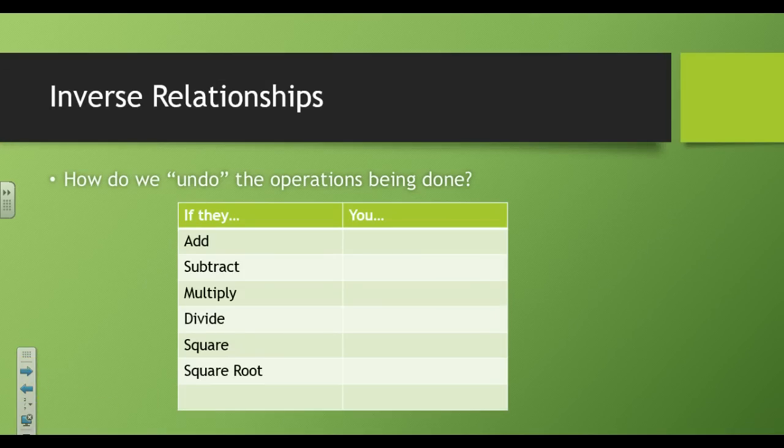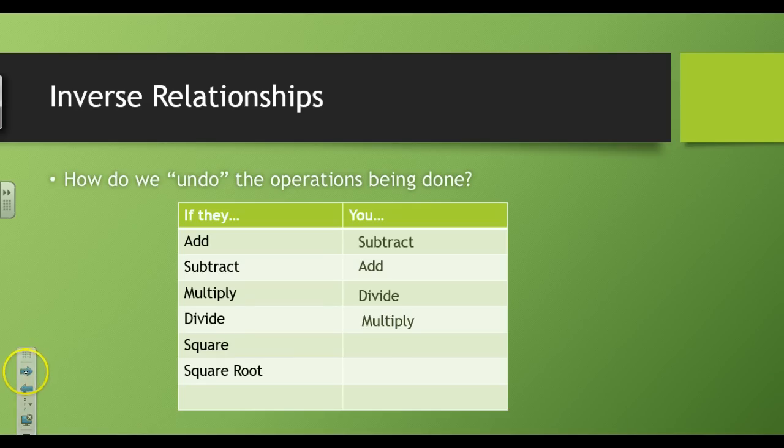Inverse relationships. How do we undo the operations being done? An inverse basically undoes what they do. So if they add, you subtract. If they subtract, you add. If they're multiplying x or your variable by something, you need to divide by that number. If they're dividing, you multiply.